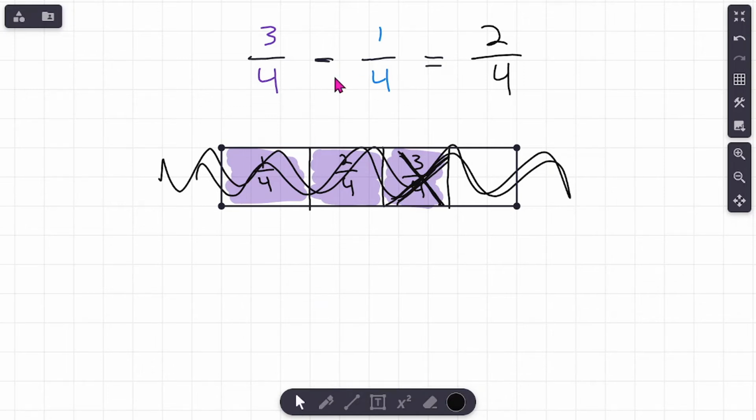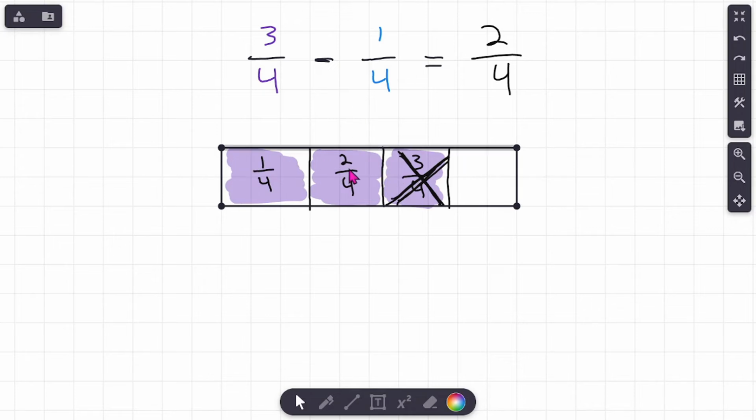Did we subtract the denominators? No. You're never going to subtract your denominators. Your denominators stay the same. Because they're the same denominator already, we don't have to subtract them. Just like when we add fractions, we do not add the denominators. When we subtract fractions, we do not subtract the denominators. Keep that in mind. Okay, so back to our model.